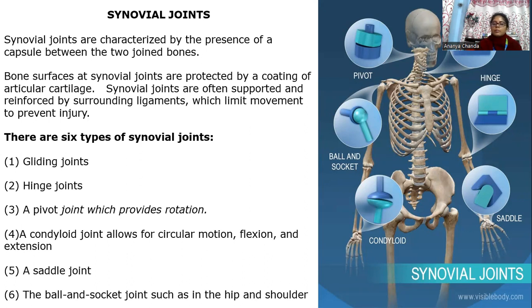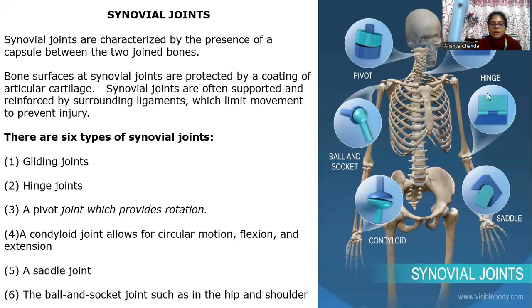There are 6 types of synovial joints. The synovial gliding joint. This is the gliding joint in the neck region. Then comes the hinge joint. The elbow movement in the hand is the hinge joint. Then comes the pivot joint, which helps in rotation. This is the pivot joint.